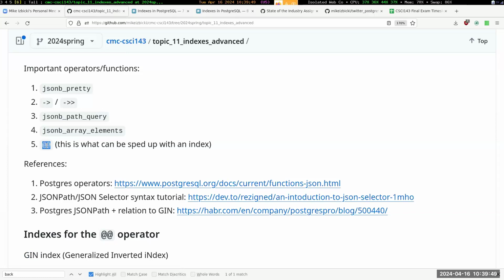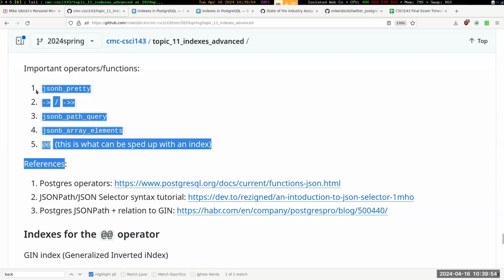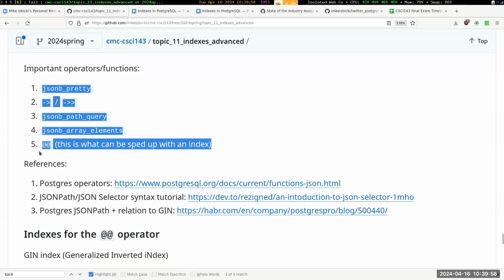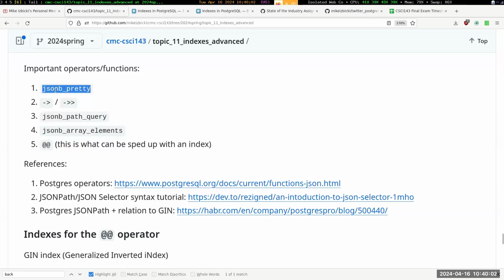I'm not going to go into detail on how to use these operations here. Again, my expectation is that you'll be able to use the references to figure out how to access the JSONB information and make your SQL queries give the same results between the denormalized and the normalized data sets.